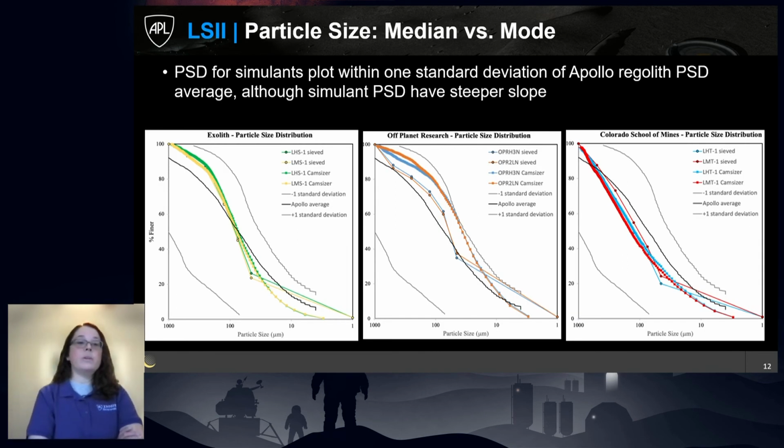And then this is the particle size distribution plots for each of the 3 Exolith from Off-Planet in Colorado School of Mines. On these plots, on the x-axis, we're going from large grain size to small, and the y-axis is % finer. We also plotted the average Apollo regolith in black, with gray being standard deviation. And you can see that we have much steeper plots and larger abundance of large particles. Next slide, please.